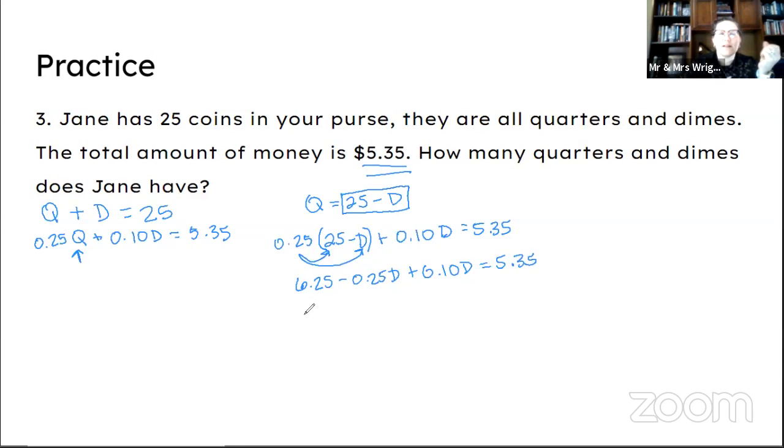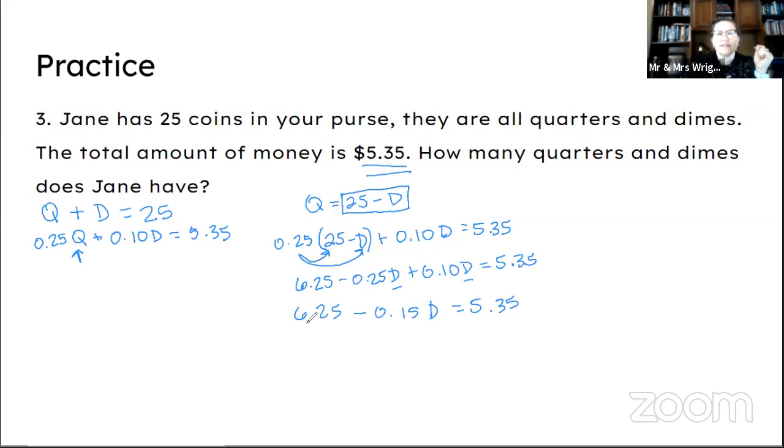Now I want to combine my like terms. There's only one constant here, so let's go ahead and write that down. Now I have two d's, so I know I'm going to be having something with a d after it. I have a negative 0.25 and a positive 0.1. Using my calculator to add those together, I'm going to get a negative 0.15d, and that's going to equal 5.35.